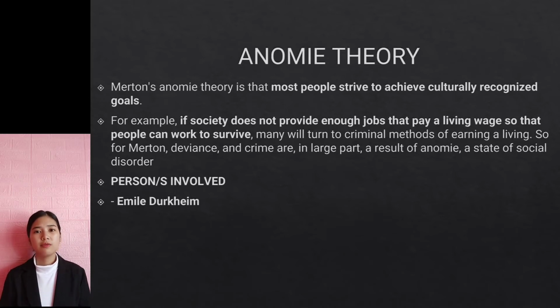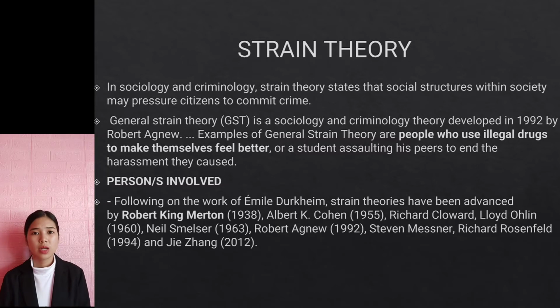He also believed there were 3 types of anomie, which are the mechanism anomie, organic anomie, and cultural anomie. Next is the strain theory. In sociology and criminology, strain theory states that social structure within society may pressure citizens to commit a crime.